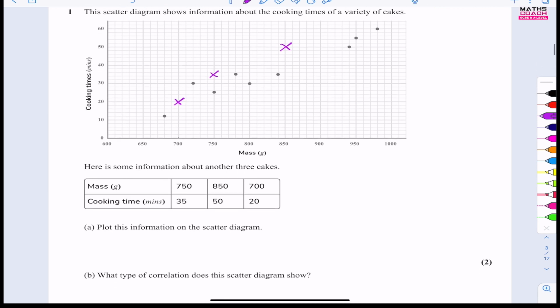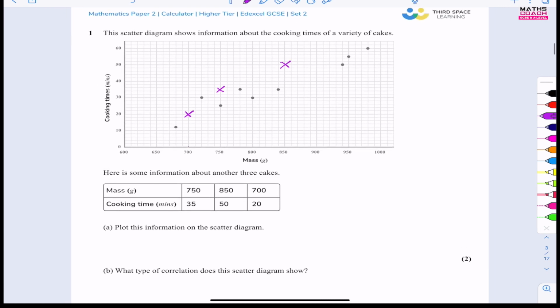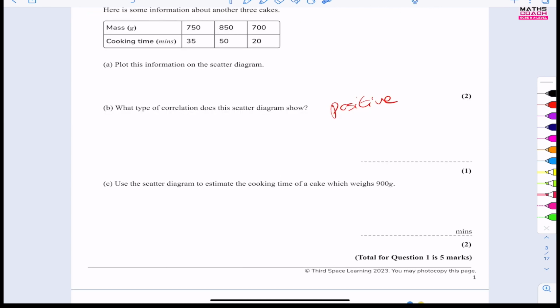Now the question goes on to say, what type of correlation does this scatter diagram show? So as you can see, your points are going up, and that is a positive correlation. So positive correlation. If your points are going down, then that would be a negative correlation. And if they're not going up or down, they're all over the place, that is no correlation. Okay, but in this case, it's positive. For part C, it says use a scatter diagram to estimate the cooking time of a cake which weighs 900 grams. And this is 2 marks.